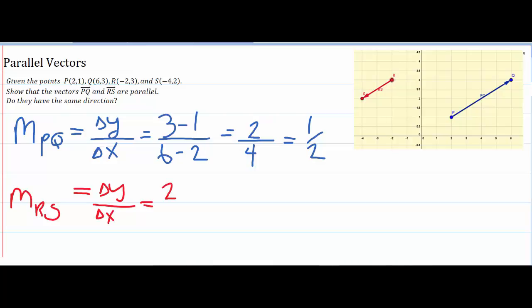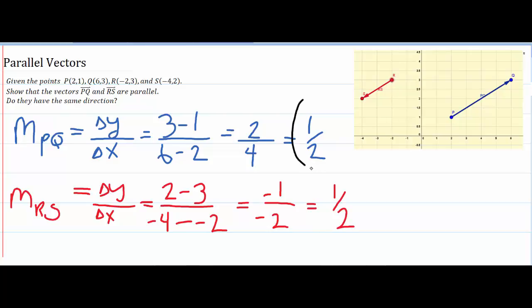So this is 2 minus 3 all over -4 minus -2. 2 minus 3 is -1. -4 minus -2 is -2. So the slope is 1/2. So I can see now that they have the same slope of 1/2. So they are parallel, but as we've seen from our graph, they are not in the same direction.